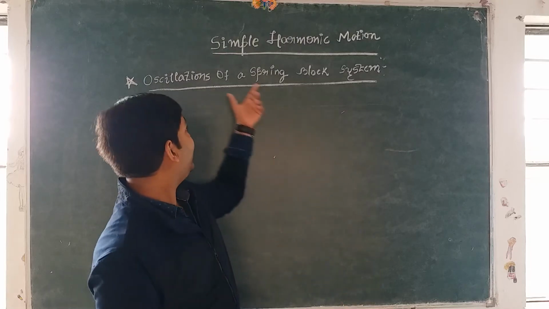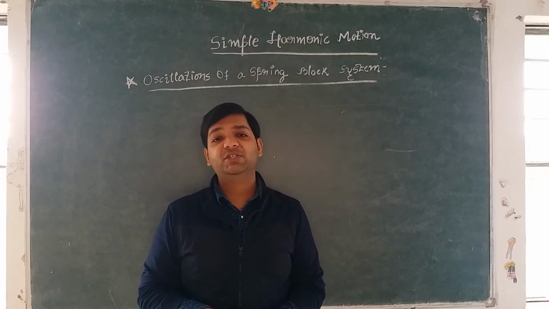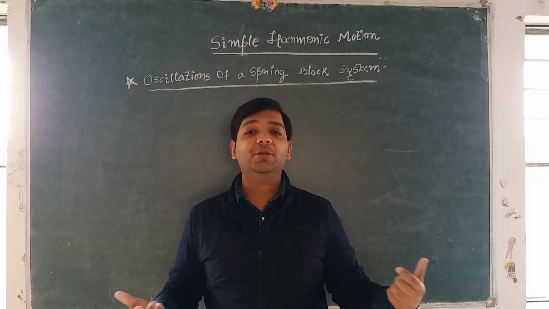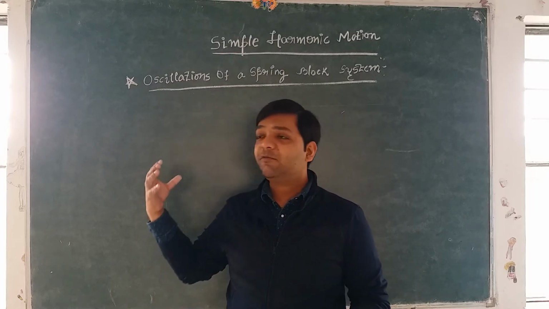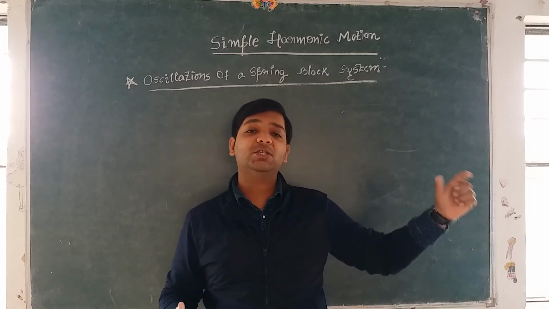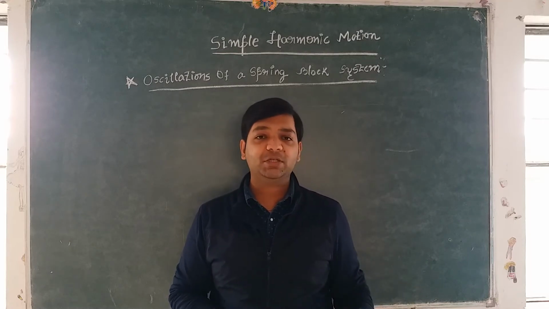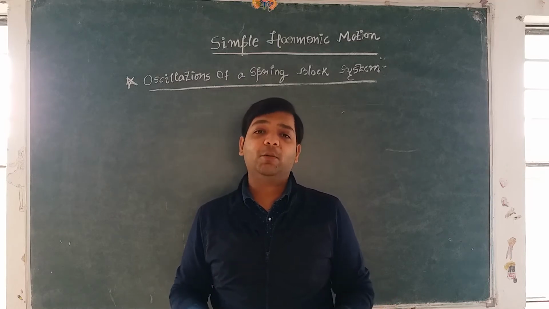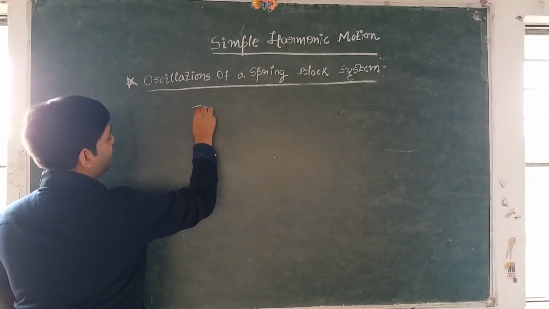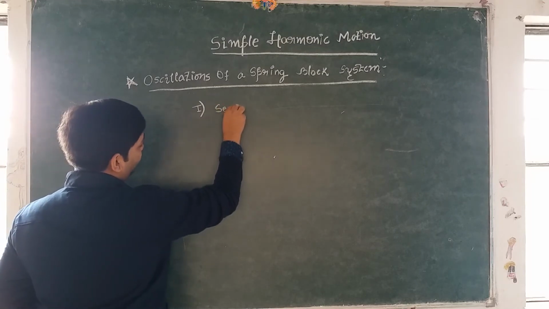And now under the same heading, oscillations of a spring block system, we are going to discuss another concept, which is combinations of springs. Instead of one spring and one mass m attached to it, there can be multiple springs attached to a single mass m. So there are two cases possible inside it: one is the series combination of springs and the other one is the parallel combination of springs. First of all, we are going to see the series combination of springs. So please write down case 1, series combination of springs.